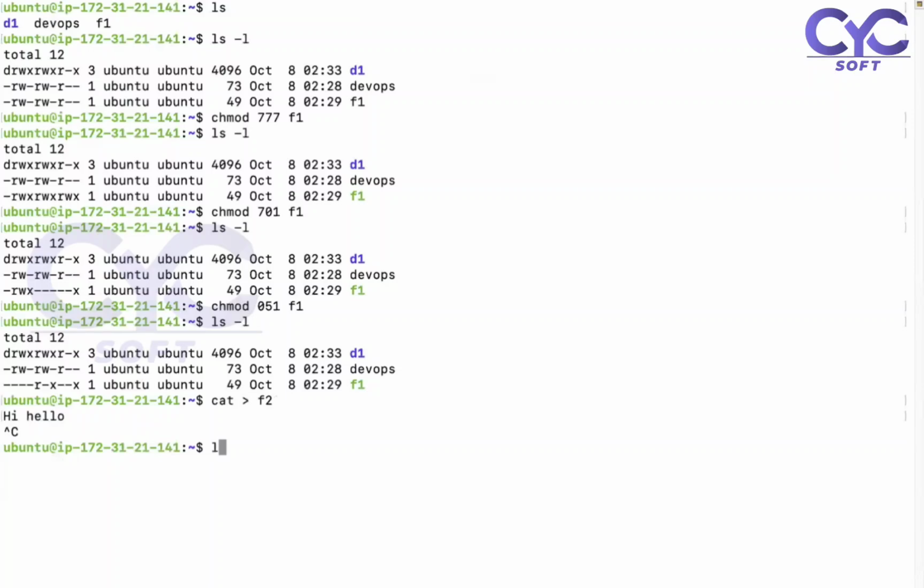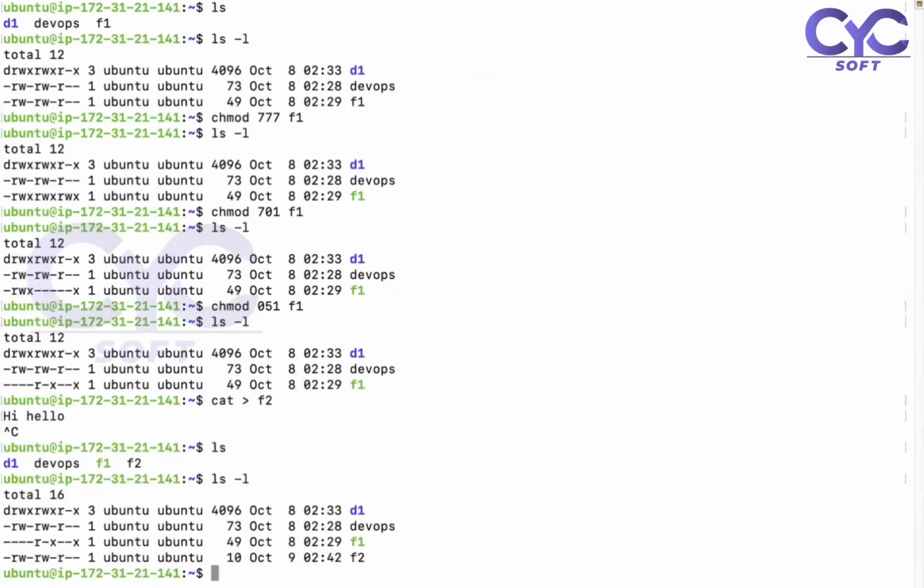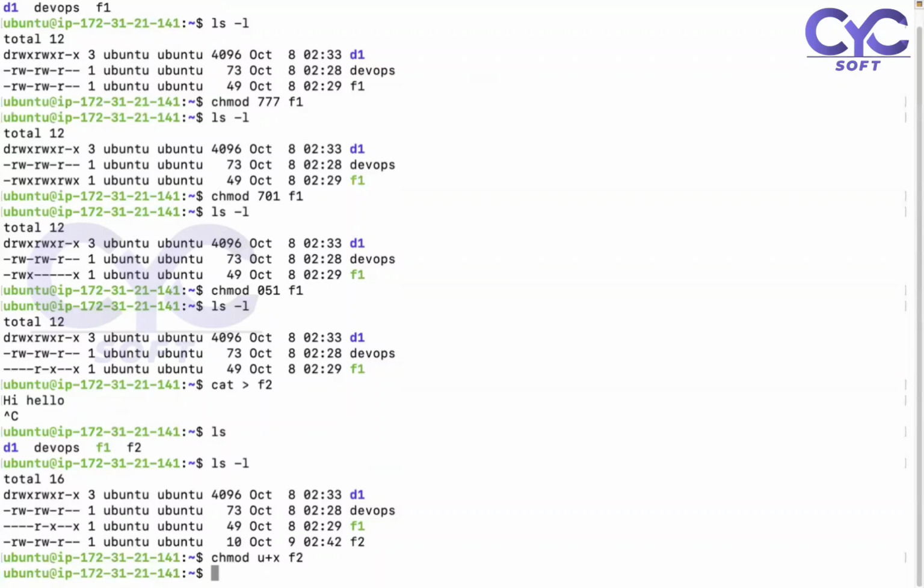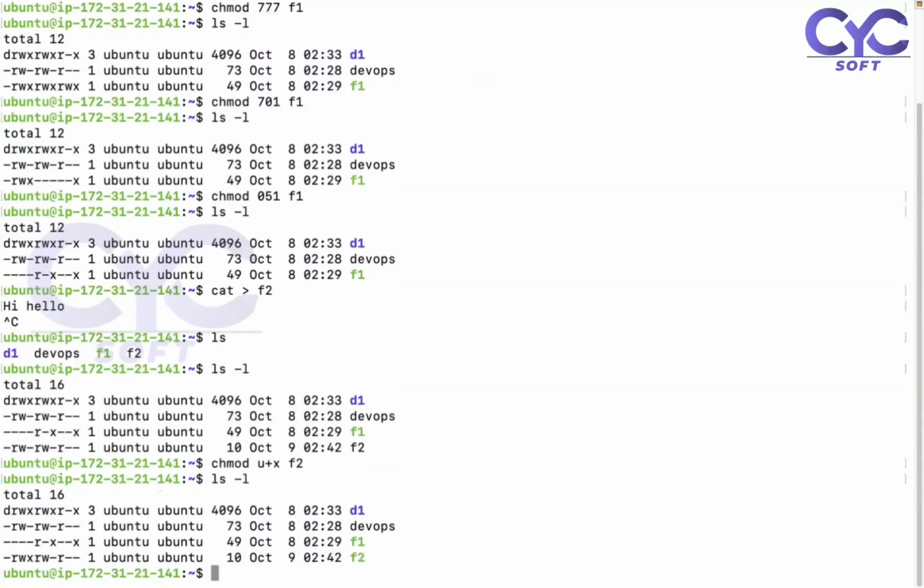Now if I go with ls, I have F2. With ls -l, see here, F2 has read and write, but I don't have execute permission. Suppose I want to add only one permission without disturbing the others. For this, I can use alphabetical notation: chmod u+x F2. If I go with ls -l, see here, the permission is added.